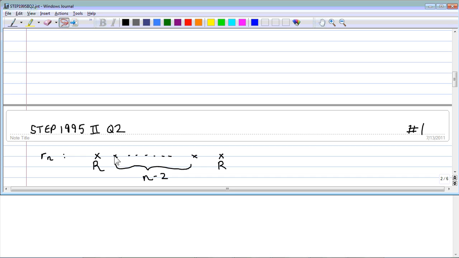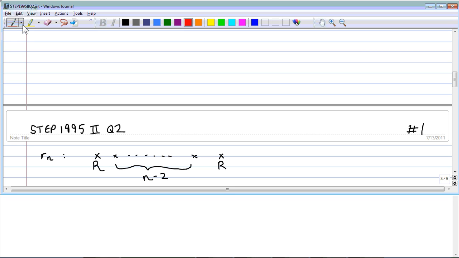Now, as it happens, we know that this one here is white or blue, and this one here is also white or blue. But that's what Rn looks like.